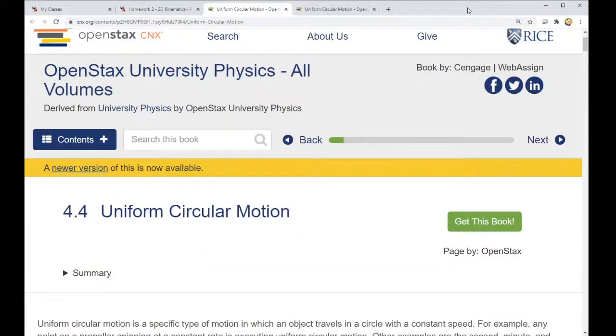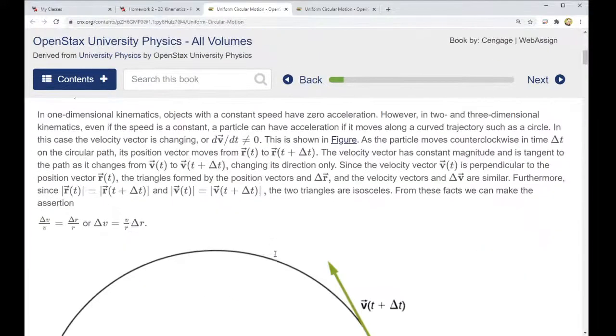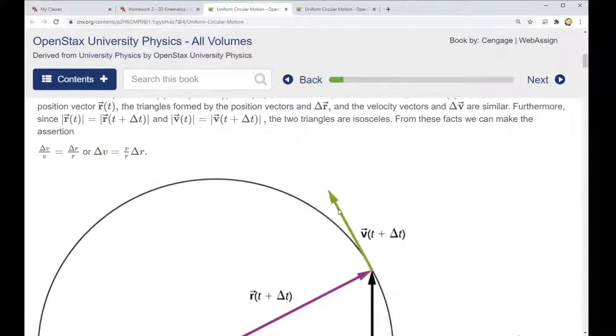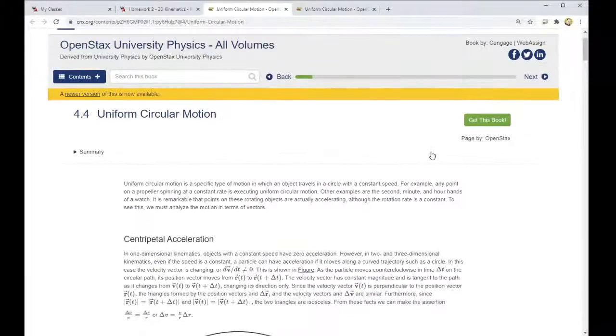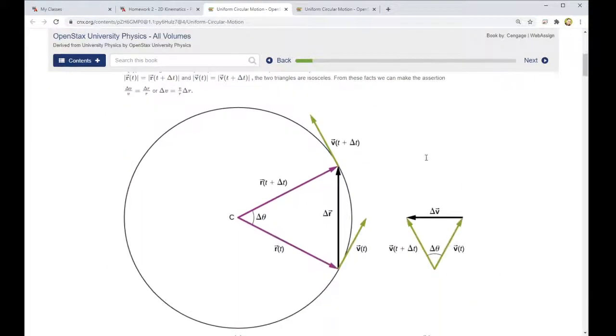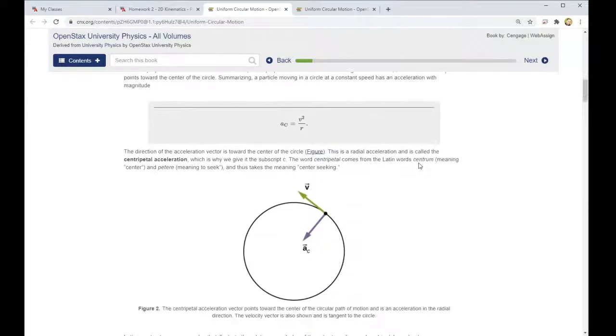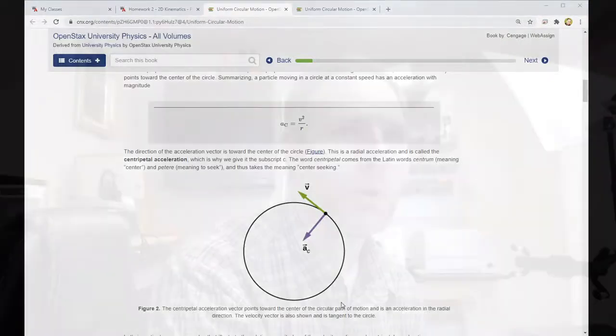Okay, so chapter 4, section 4 is called Uniform Circular Motion. Let me zoom out here so you can see more of this. It starts with what we'll call a geometric proof of this quantity, which is called centripetal acceleration. I'm getting ahead of myself.